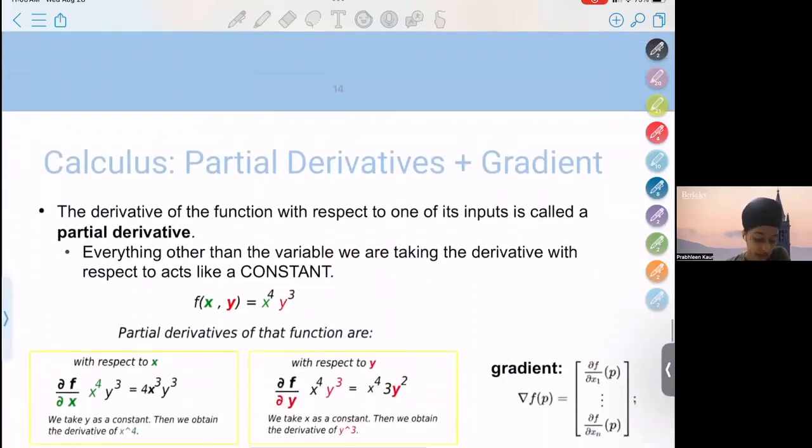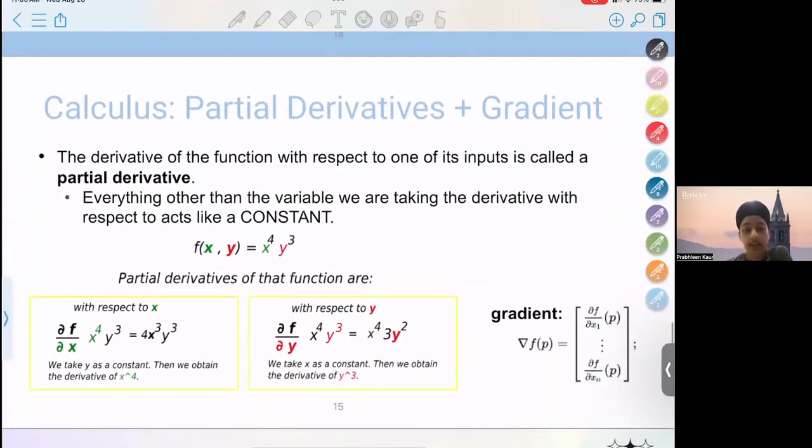The main thing that we're going to talk about in today's mini lecture are partial derivatives and a gradient, as the prereqs for this class don't necessarily include multivariable calculus. This is the portion of multivariable calculus that we'll be using, and I'll go through it now. The derivative of a function with respect to one of its inputs is the partial derivative.